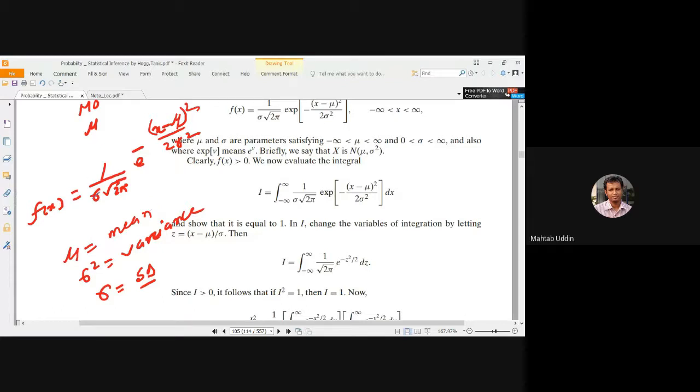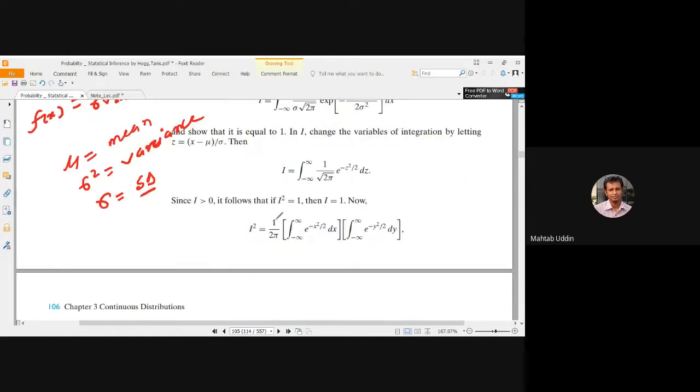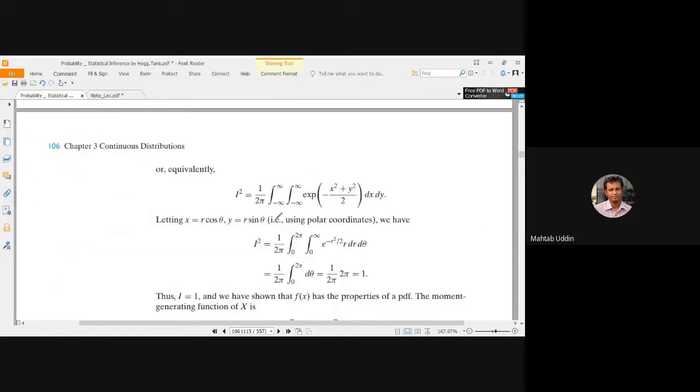Sigma is the standard deviation, mu is the mean. By a very lengthy process, which I am ignoring, you can show that the total integral, defined from minus infinity to infinity of f(x) dx, is equal to 1.